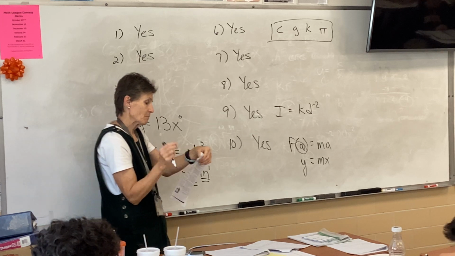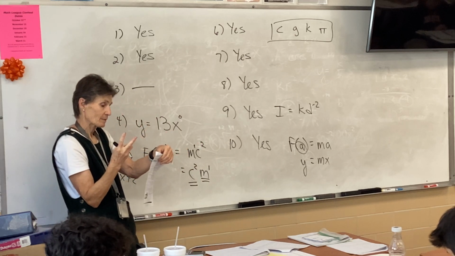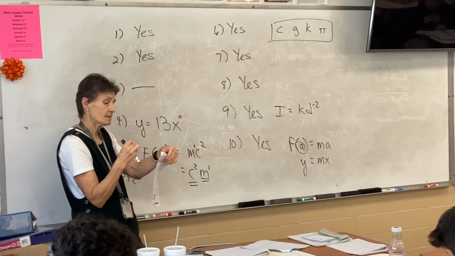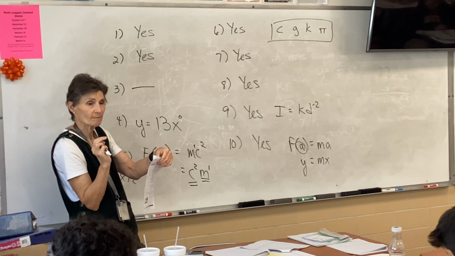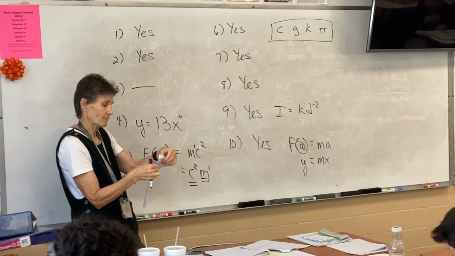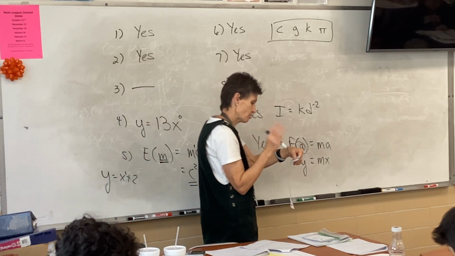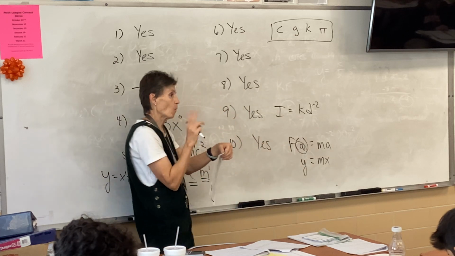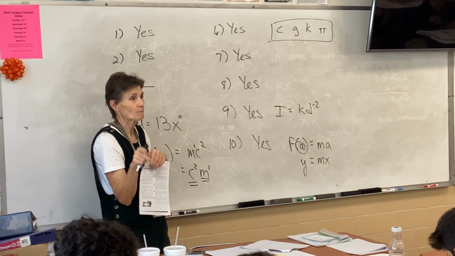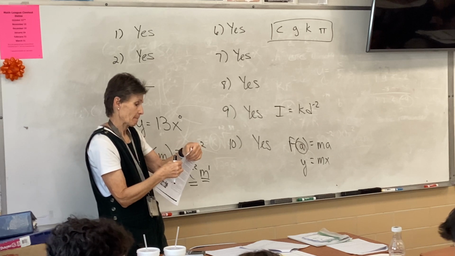All right, D. My power is 2, and my constant is 1/2 G. Number 8, my power is 3, and 4/3 pi is my constant.